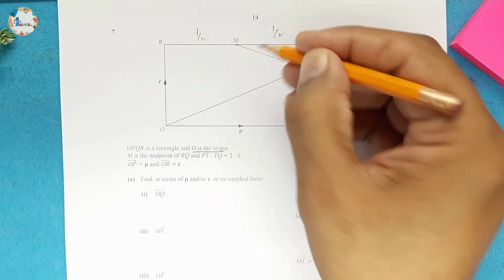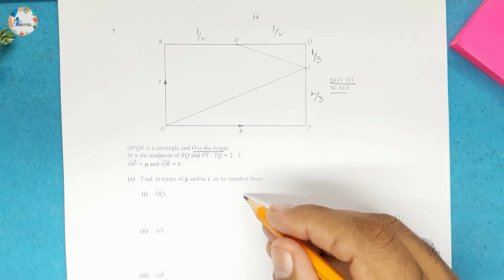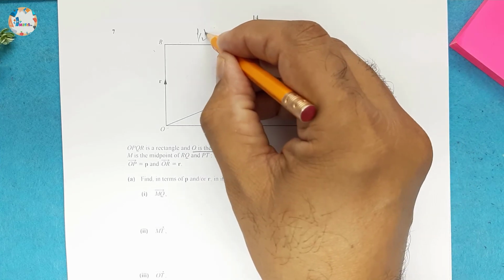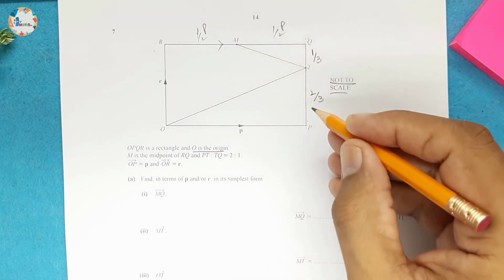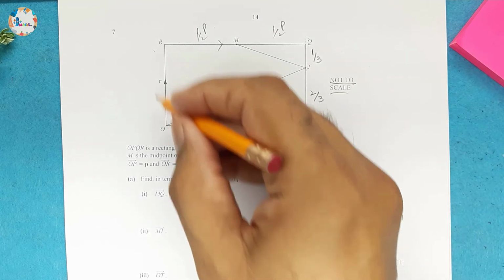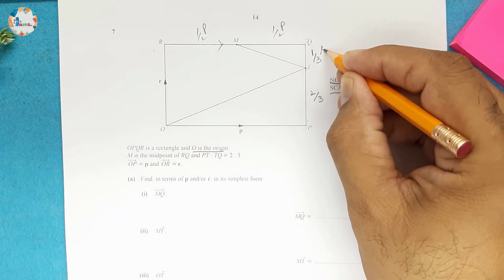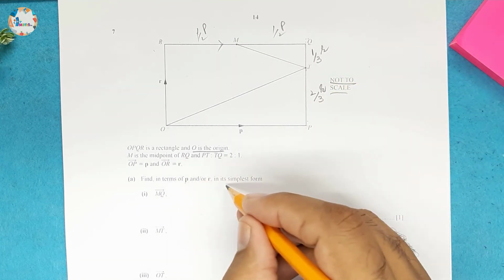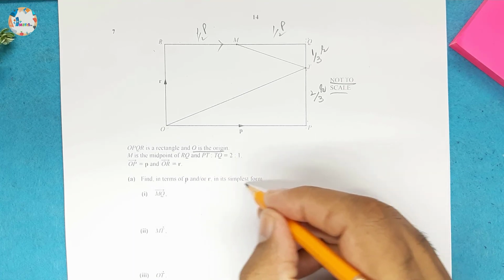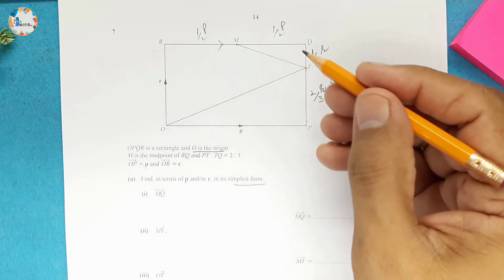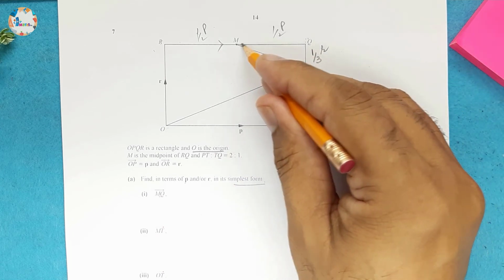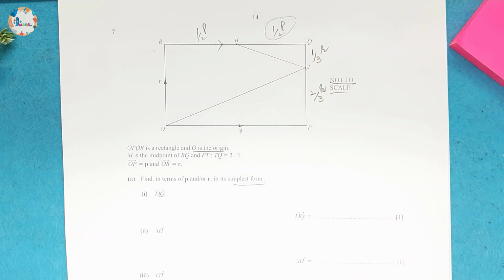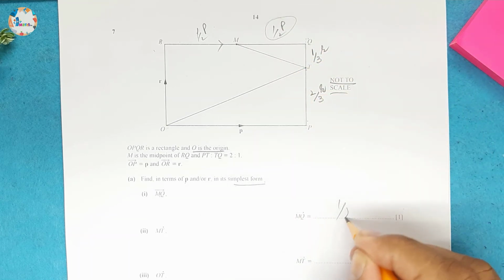So OP is equal to P. This will be half P and this will also be half P. And OR is equal to R. So this will be 1/3 R and this will be 2/3 R. Find in terms of P and R in its simplest form MQ. So where is MQ? This one. MQ we have written as half P, so we can give half P over here.